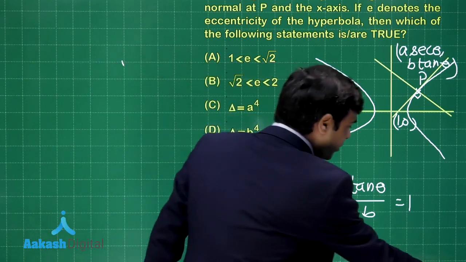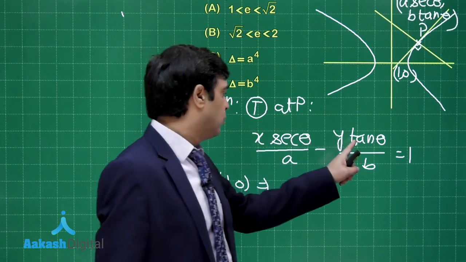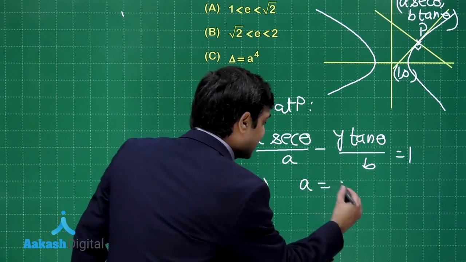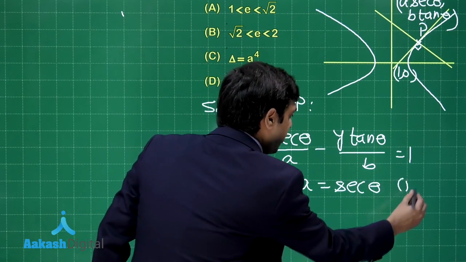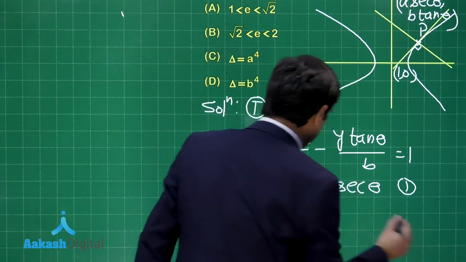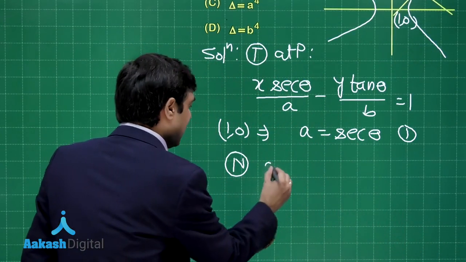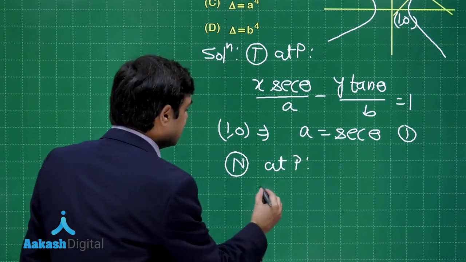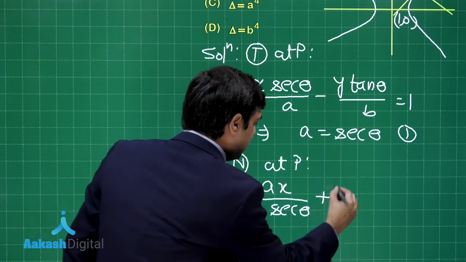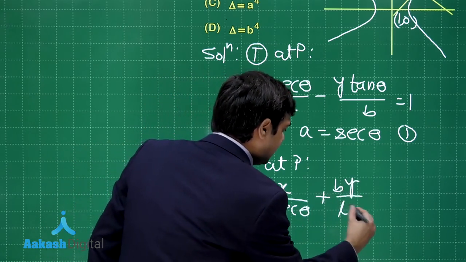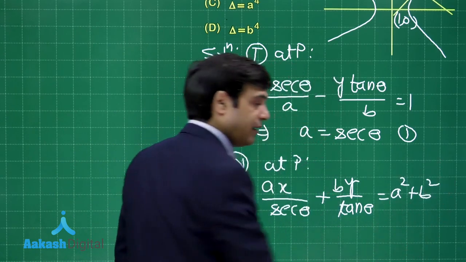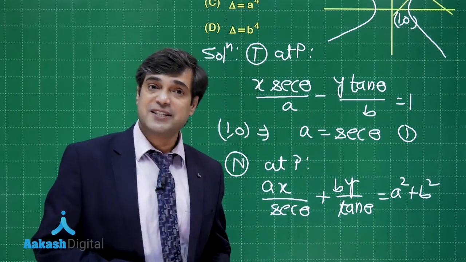This is clear? It is passing through 1, 0. Since it is passing through 1, 0, so on substituting 1 and 0, what we observe? Sec theta upon a is 1. That means a is sec theta. This is one important result. Next, normal. Normal at P. This is given by ax by sec theta plus by by tan theta is equal to a square plus b square. It is cutting off equal intercepts.